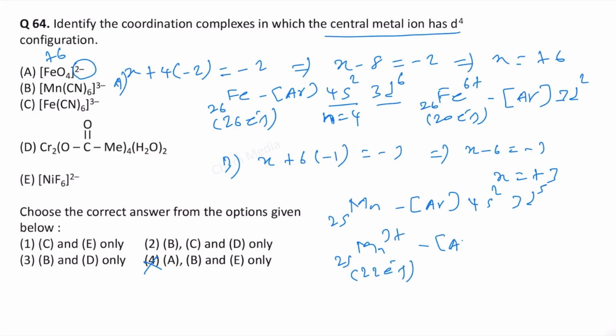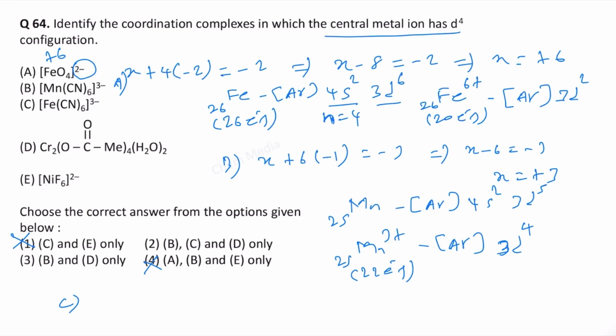Therefore now the electronic configuration is argon, 4s2 electrons are gone. 1 electron from 3d5 is also gone. Therefore now we have 3d4. This means B should be there, but in option 1 we see C and E only. Therefore option 1 is wrong. Now let us look at C.